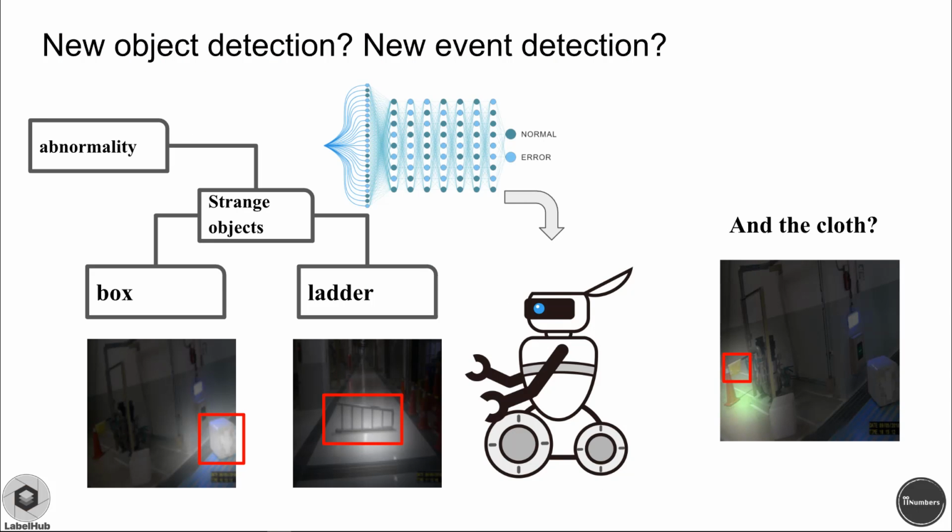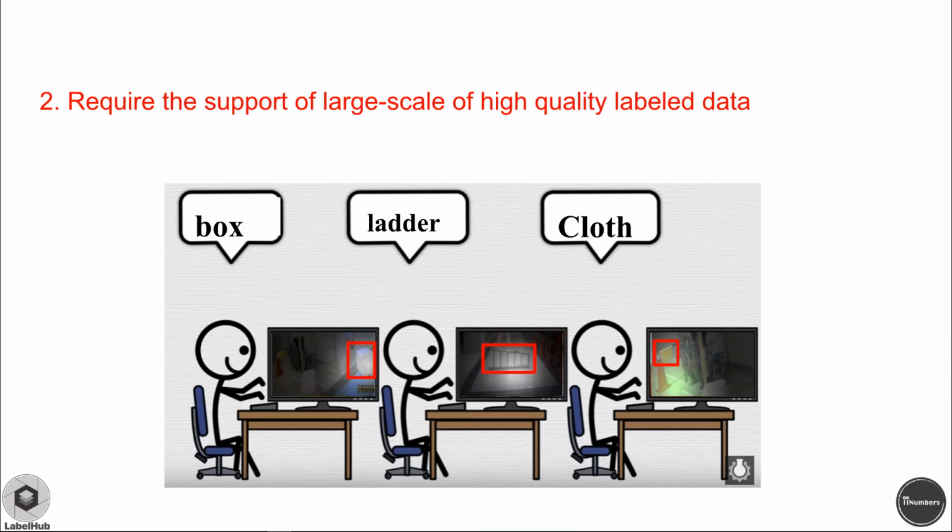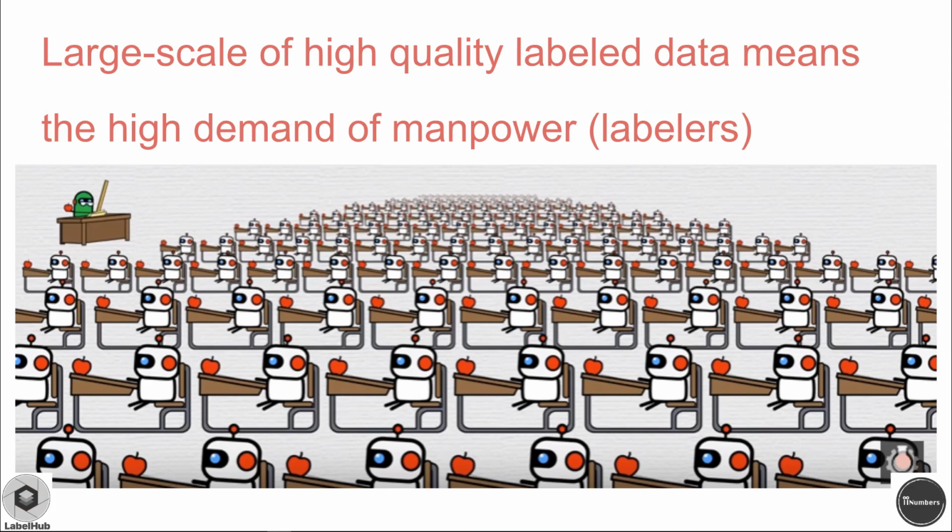In the abnormality inspection in the factory, there are already hundreds of objects in our model, but the class might still not be in it. Therefore, the model still relies heavily on large scale, high-quality labeled data to learn different situations. And we will need a lot of labelers to assist with this. Hence, labeled data and personnel management will be a problem.